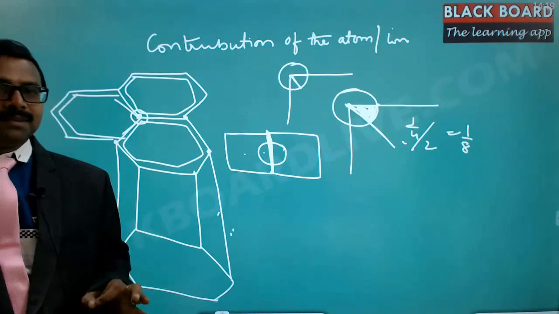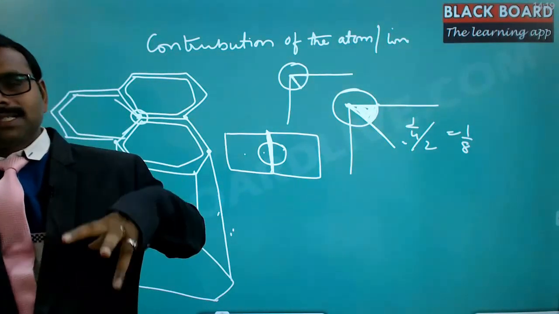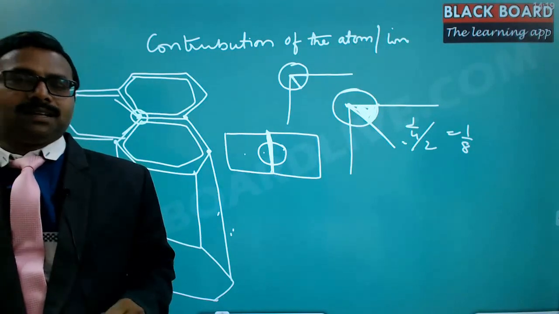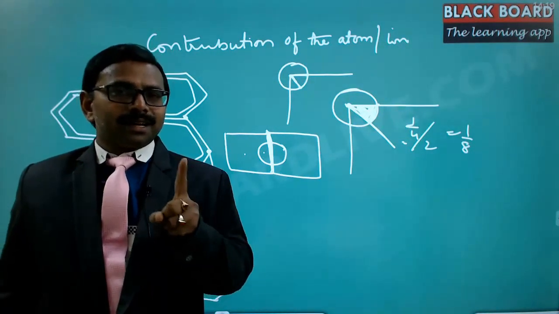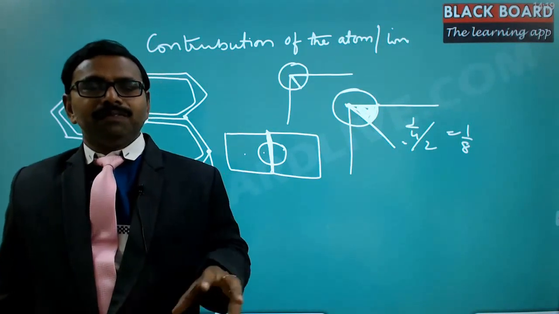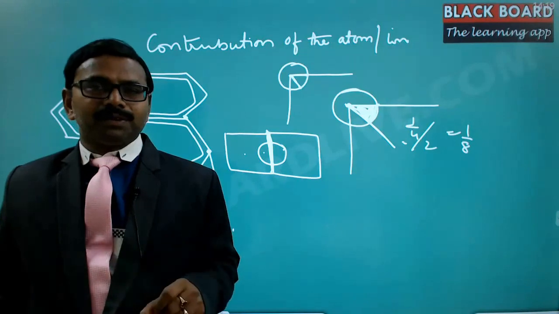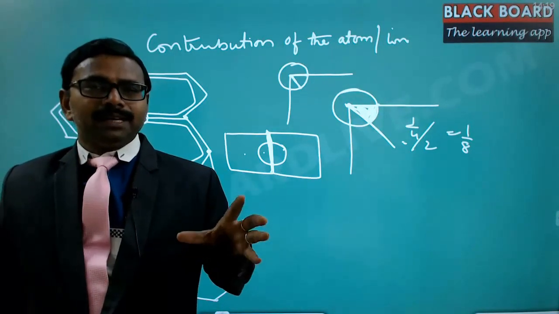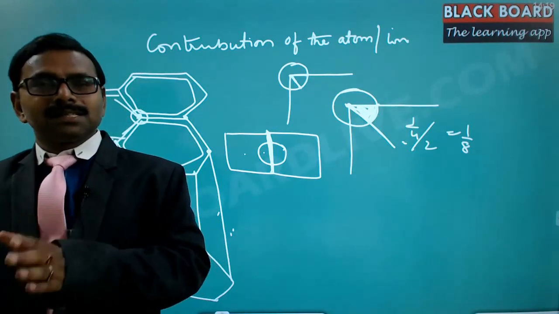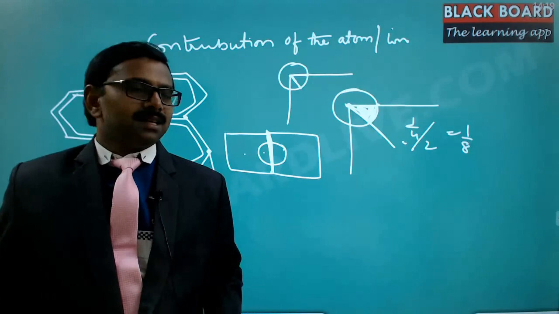Do you understand? First, if any atom is present in the body center, the contribution is 1. If any atom is present in the face center, the contribution is 1/2. If any atom is present in the edge center, the contribution is 1/4. If any atom is present in a corner, it is 1/8, except in the hexagonal system. In the case of the hexagonal system, it is 1/6.